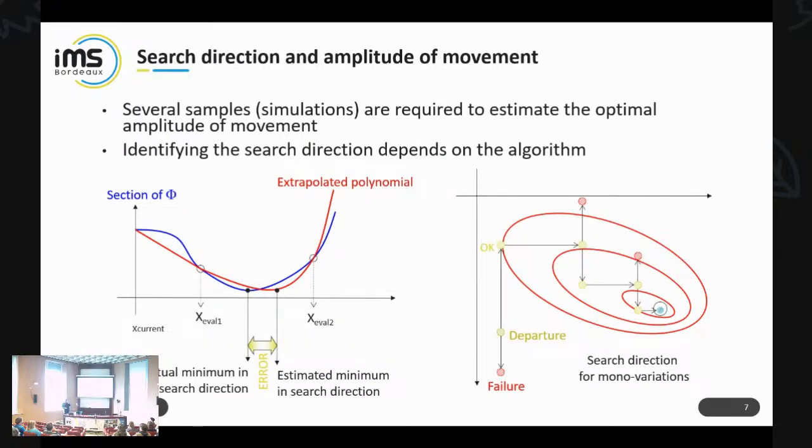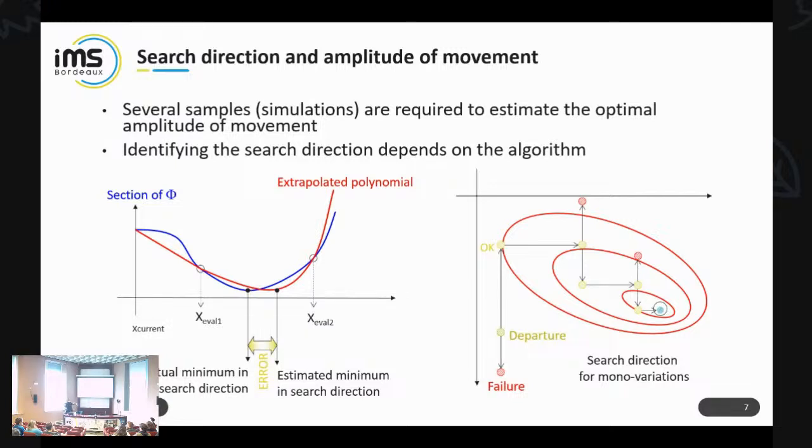So you need to know the search direction and the amplitude of the movement that you are going to do, the amplitude of the modification of the parameter that you are going to do to make the optimization. So let's, for instance, imagine here that we got a practical section of the objective function, which is the blue one. You have your current value. Of course, you know the value you have. You make two other simulations. For instance, you can make more than that, but let's say two, and so you can have an extrapolated polynomial on which you can make the calculation of the derivation, and then you obtain the minimum. And you can see that there is a little bit of error between the practical zero here and the real one. That's not really a problem.